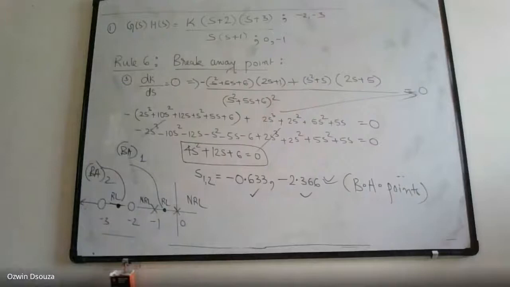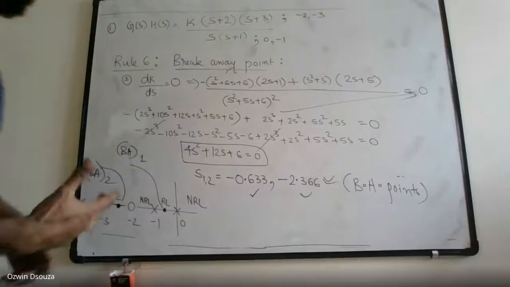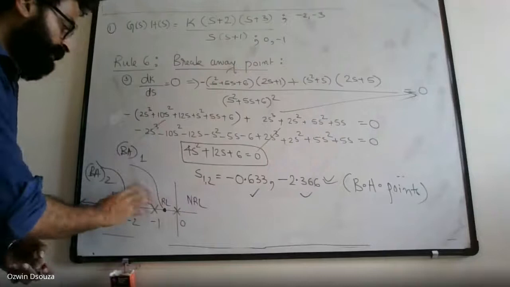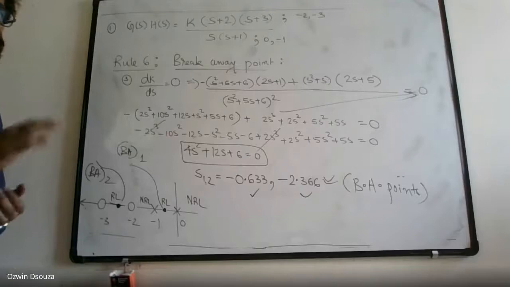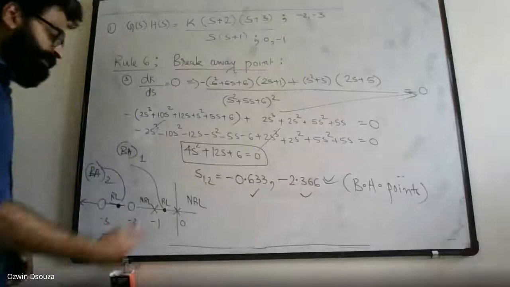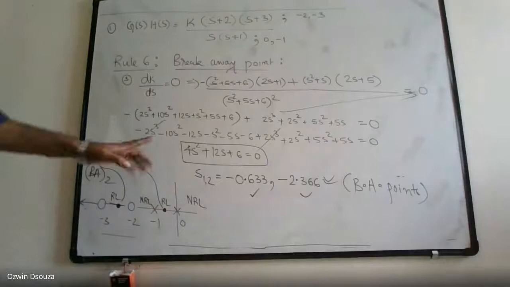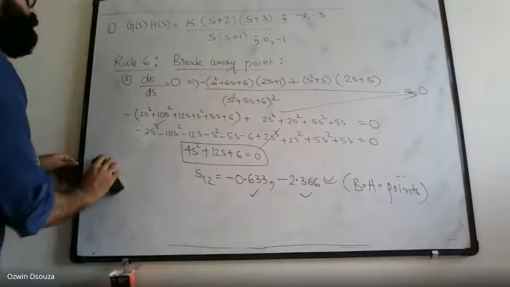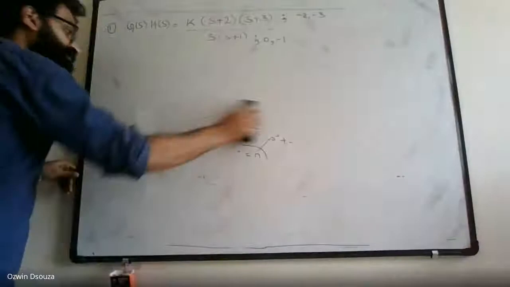Sometimes you will get three breakaway points, but not necessarily that all three are valid. So validity you can always check on the basis of rule 3. Rule 3 basically helps you in identifying the valid sections of root locus on the real axis. So these two are real breakaway points, so you can quickly cross check whether they are valid or invalid. In our case, both are valid breakaway points. All right, fine. So that's about rule 6, the calculation of breakaway point and validation of breakaway point. Any doubts still now?